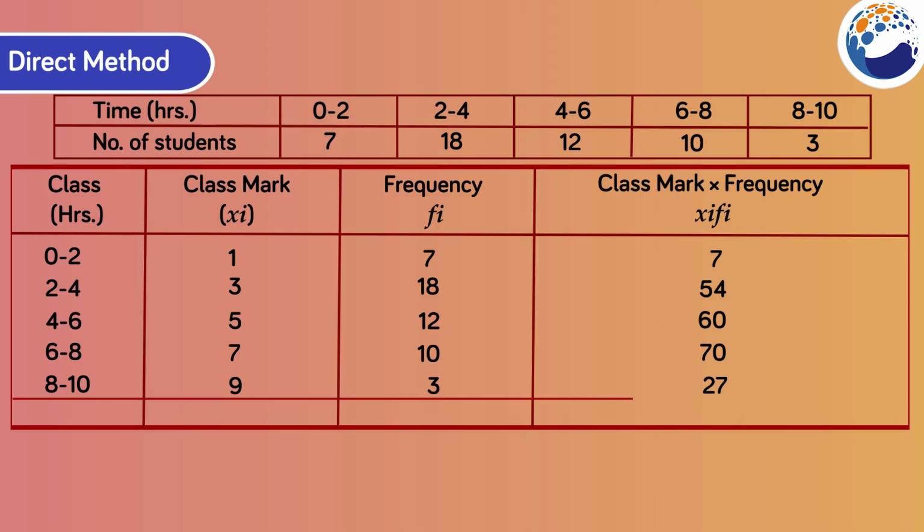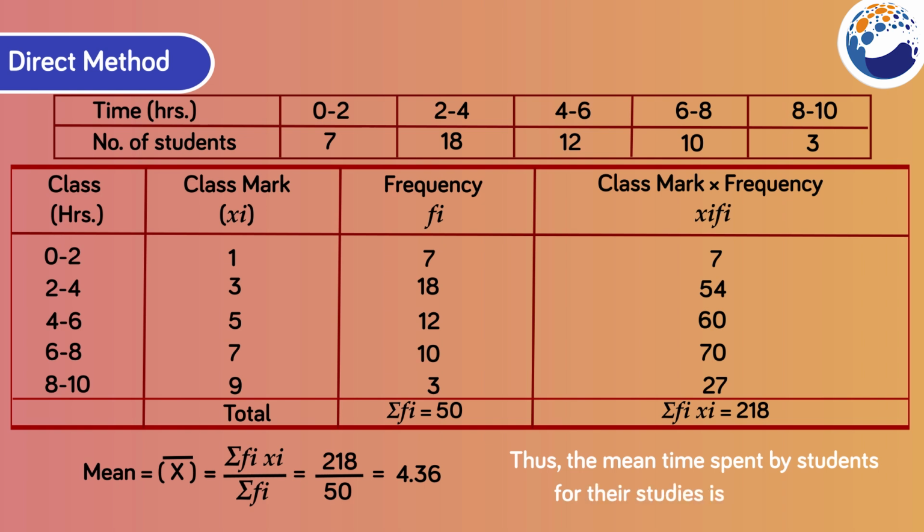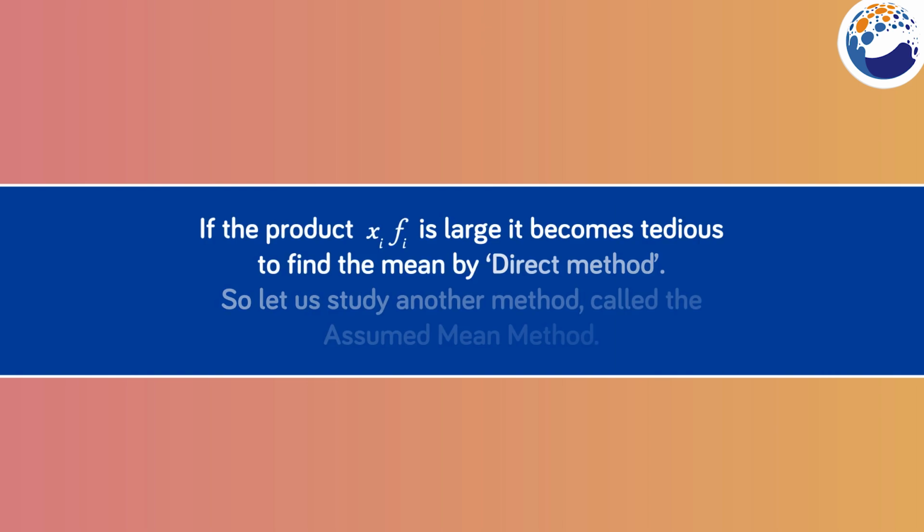Here, summation Fi is sum of all frequency, which is equal to 50. And summation Fi Xi is sum of all Fi Xi, which is equal to 218. Now we can calculate mean is equal to X bar is equal to summation of Fi Xi upon summation of Fi is equal to 218 upon 50, which is equal to 4.36. Thus, the mean time spent by students for their studies is 4.36 hours. If the product of Xi Fi is large it becomes tedious to find the mean by direct method. So let us study another method called the assumed mean method.